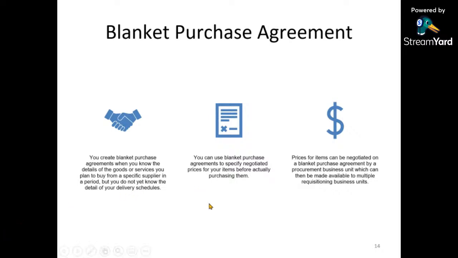What we will do during this time is create a blanket purchase agreement with our supplier. I might purchase starting from today, which is the 7th of Jan, to next year 7th of Jan. In this 1 year meantime, I will purchase anytime. The price for an item can be negotiated on a blanket purchase agreement by a procurement business unit, which can be made available to multiple requesting units. There may be some technical terms called procurement and requesting business unit. We will be covering the practical part.